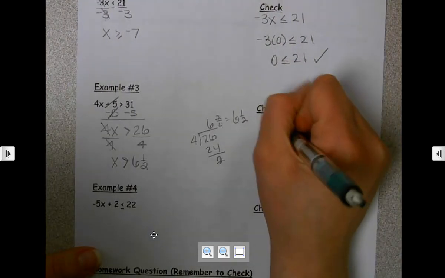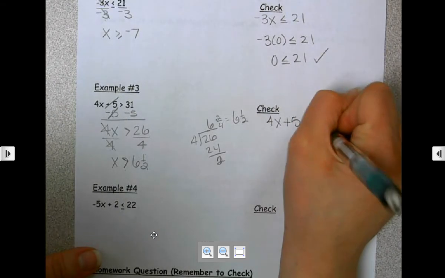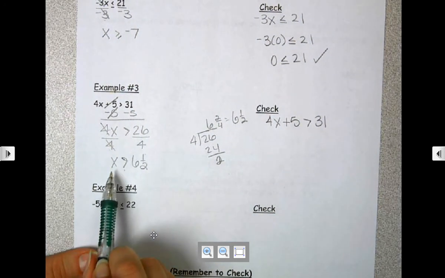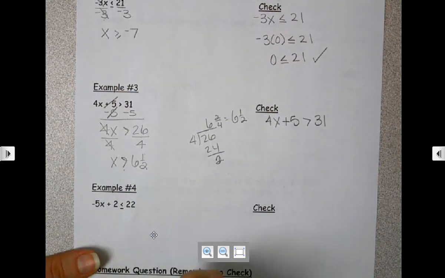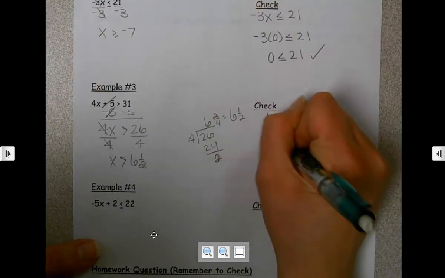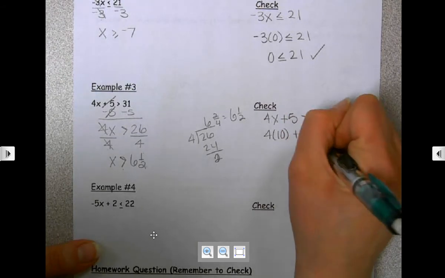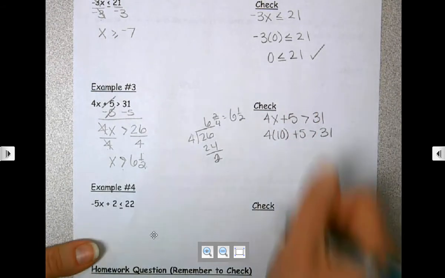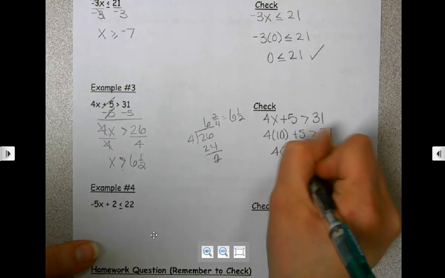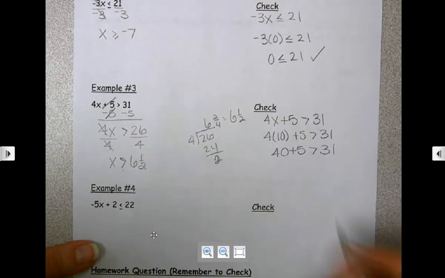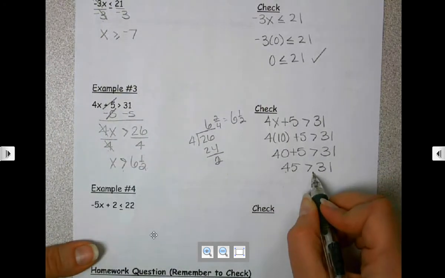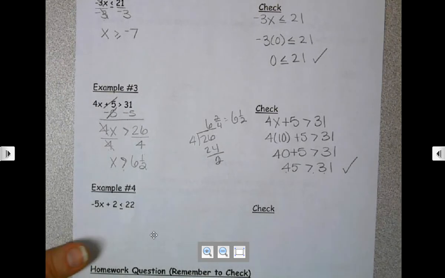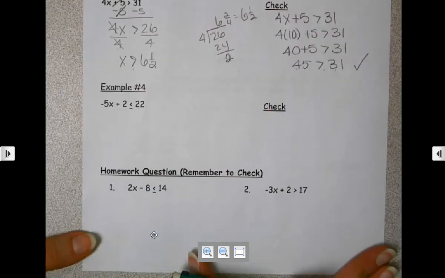We're going to go ahead and check, rewrite the original problem. I can choose any number that is greater than 6 1/2. I could choose 7, 8, 9, 10, whatever number we chose. I'm going to choose 10. 10 is a nice, easy, round number. Plug in 10 wherever we see x. 4 times 10 is 40 plus 5. 40 plus 5 is 45. Is 45 greater than 31? Absolutely. So we check.